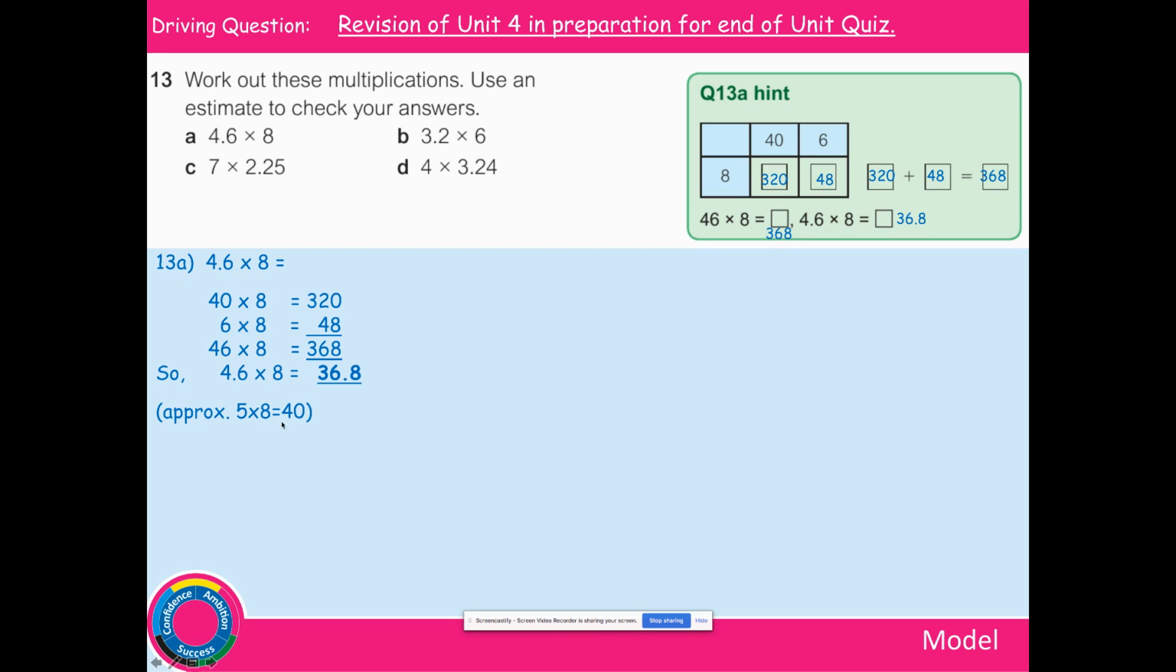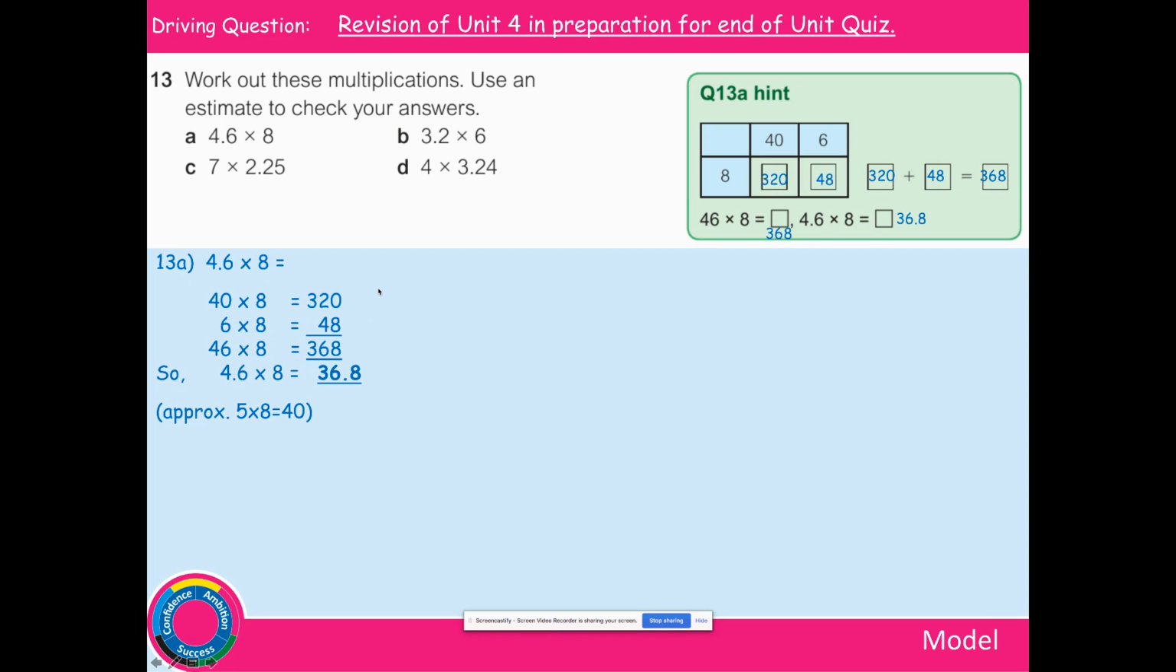But if we look at our original, 4.6 times 8, that's roughly 5 times 8. So 5 times 8 is 40. I'm in the same ballpark. I've got 36.8. If I'd left it at 368 and forgotten about moving over for the decimals, and I did my approximate to make 40, but I had 368, I would know that I've done something wrong. So you think, oh yeah, I haven't divided by 10.